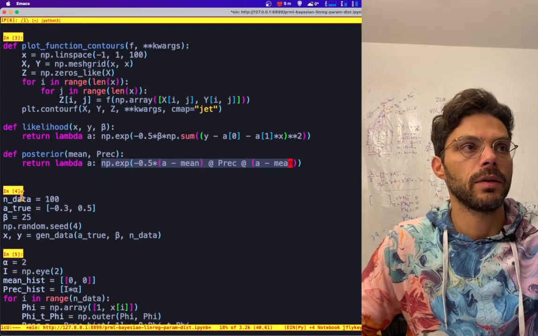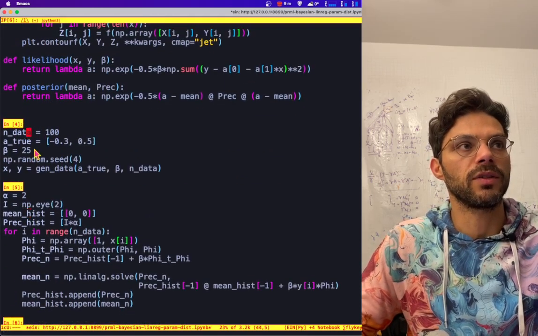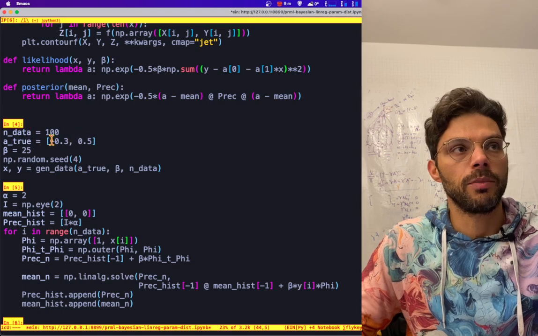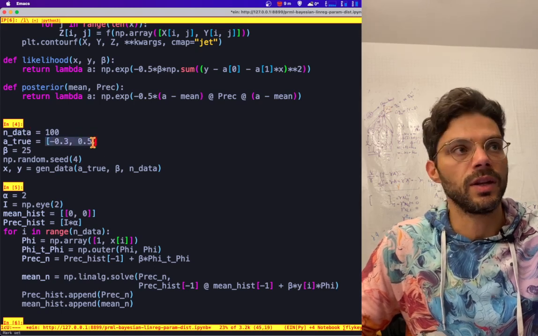Okay, and then finally, we're going to sample, get some data points, 100 data points. These are the values that we've used in the book.